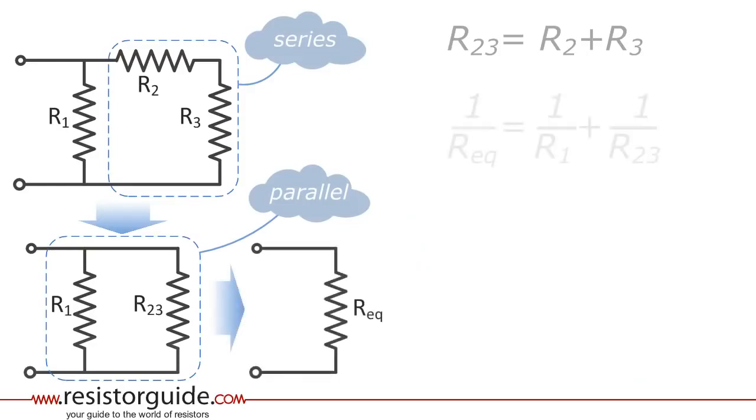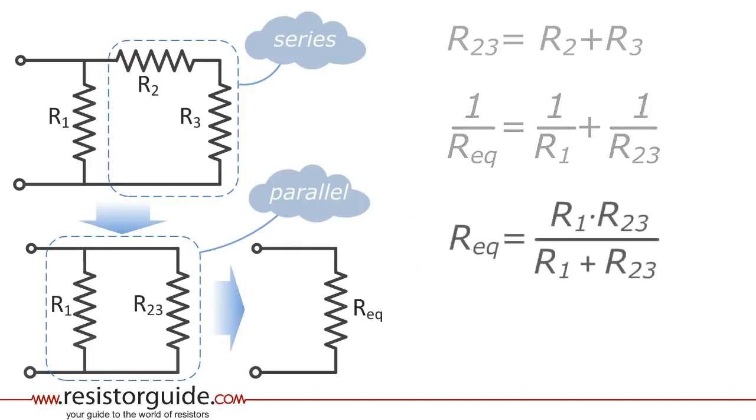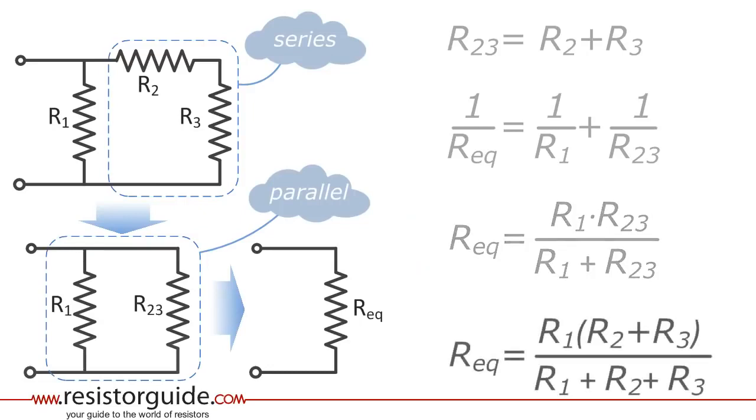The inverse of the equivalent resistance from this group is equal to the sum of the inverse resistances of R1 and R23. Using simple algebra, we can rewrite it in this way. By replacing R23 by R2 and R3, we get the equivalent resistance expressed in R1, R2 and R3. With this principle, also more complex networks can be solved.